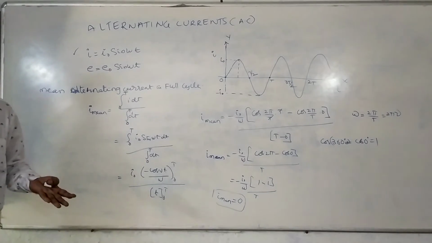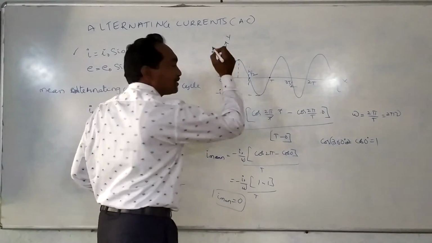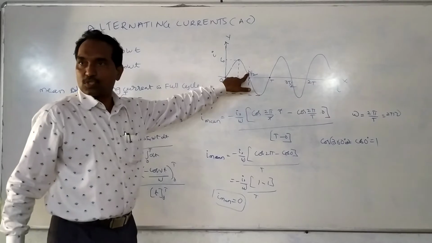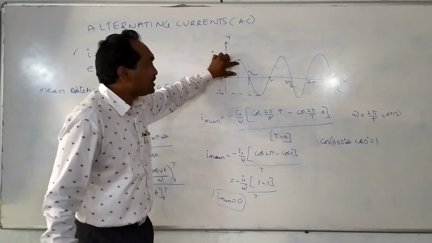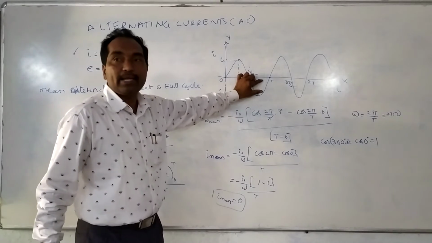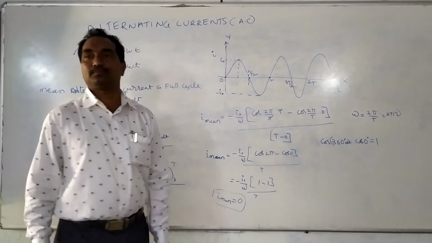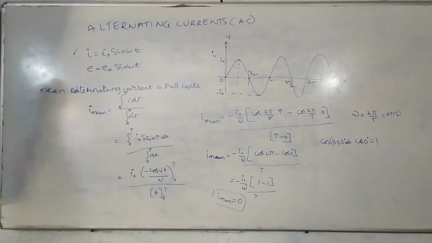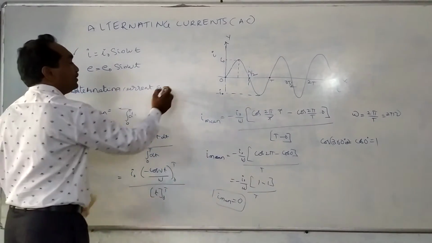So what can we do? Up to now, we can calculate for the half cycle, because there is only the positive cycle. So there is some average, because for the complete cycle, the positive half cycle and the negative half cycle cancel each other, so that it is 0. So the average current, the mean current, can be calculated for the half cycle.